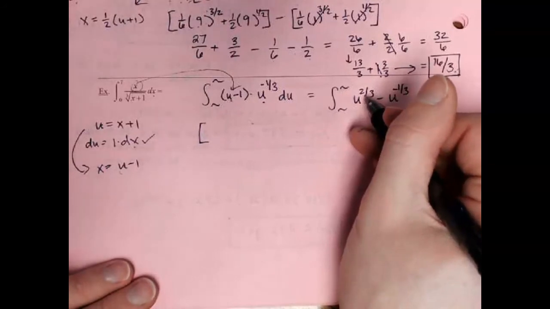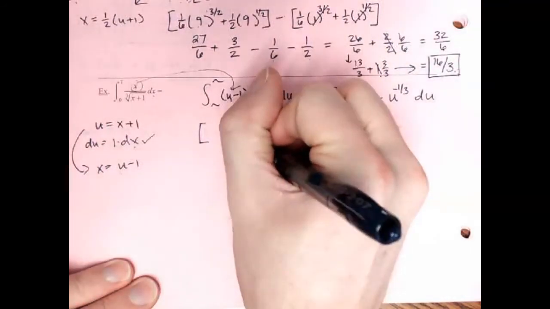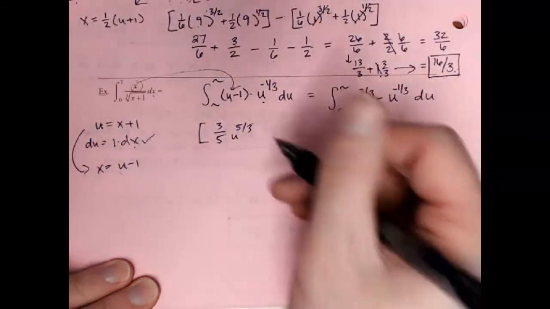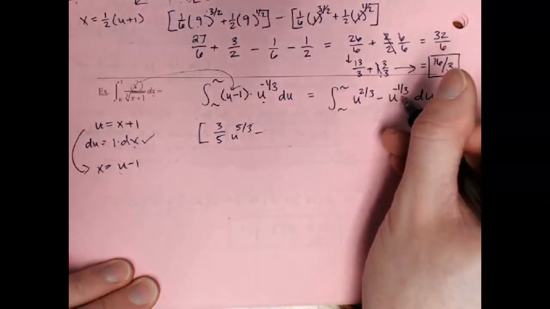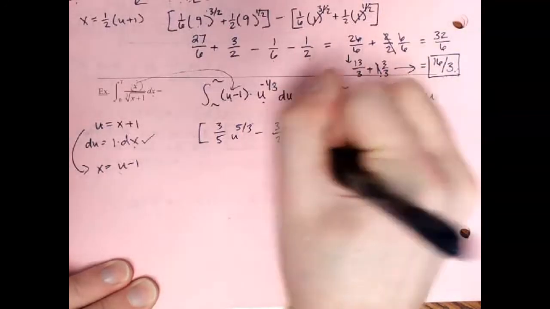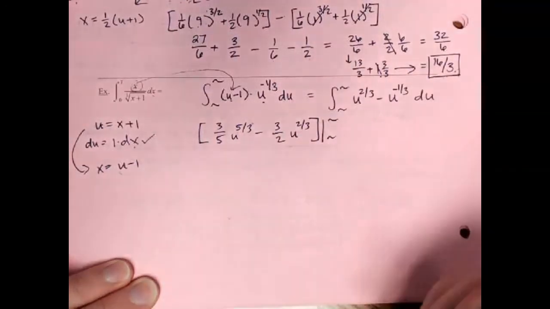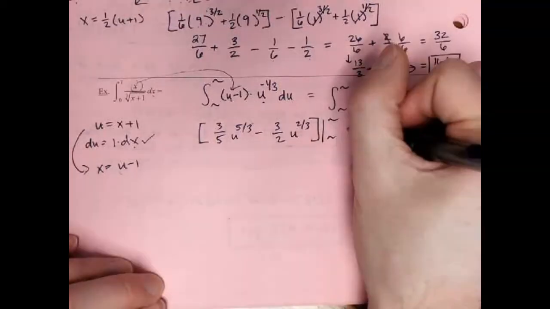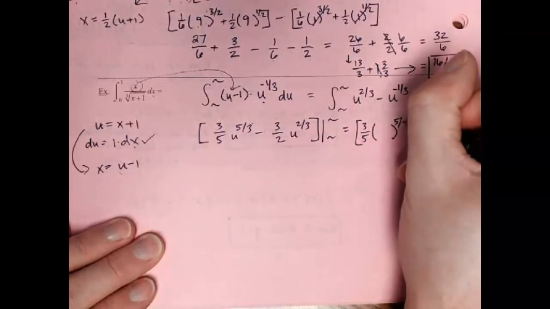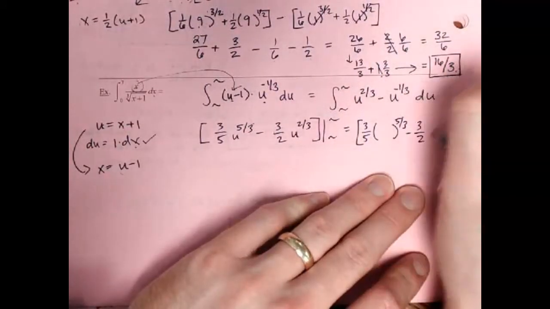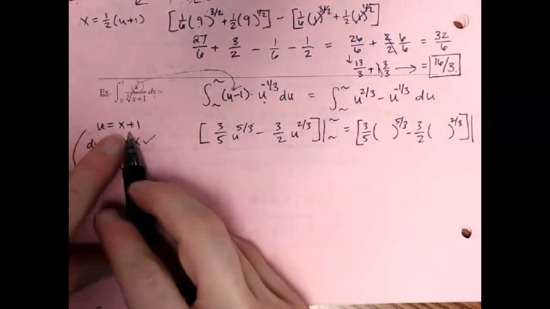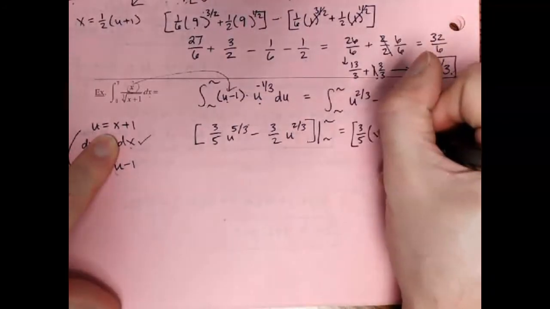1 is the same thing as 3/3, so 2/3 plus 3/3, that's 5/3. And then divide, so it's going to kick out the reciprocal. And let's see, negative 1/3 plus 1 would be a 2/3. And so it's going to kick out a 3/2. And then I like to reverse substitute. So I'm going to have 3/5 something to the 5/3 minus 3/2 something to the 2/3. And then I'm going to go back and switch it to x's, so that something is x plus 1.